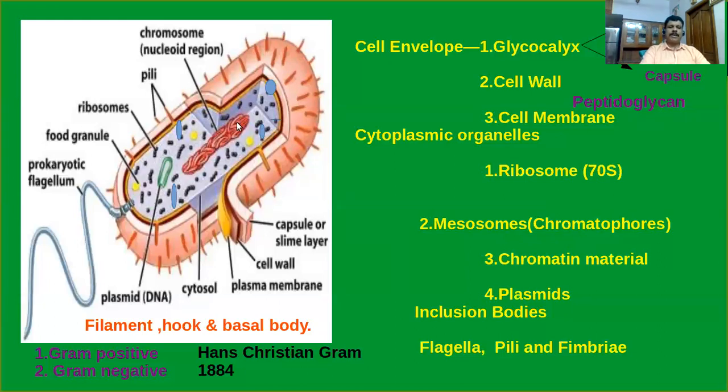Then the third one is the chromatin material. This is the genetic material, the DNA. You are very familiar that they do not have a nuclear membrane. The DNA or the chromatin reticulum is scattered in the cytoplasm. This poorly defined nucleus we can collectively call the nucleoid.